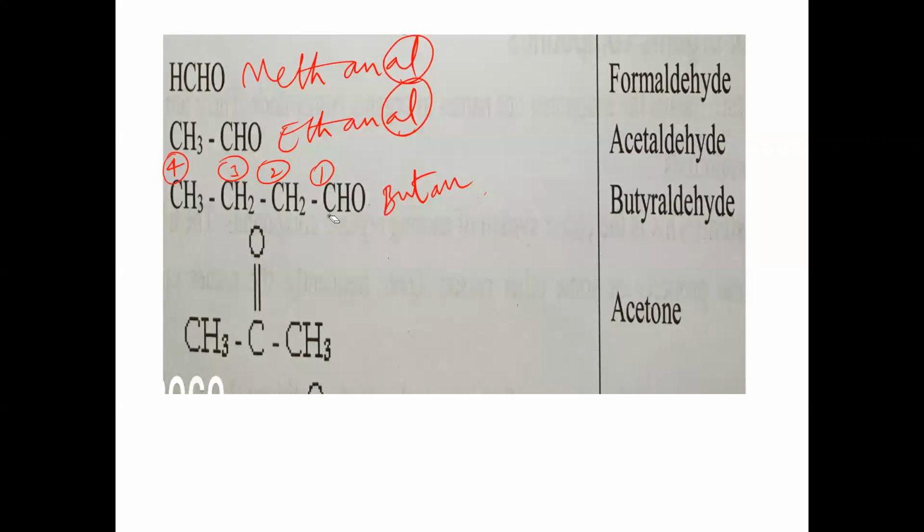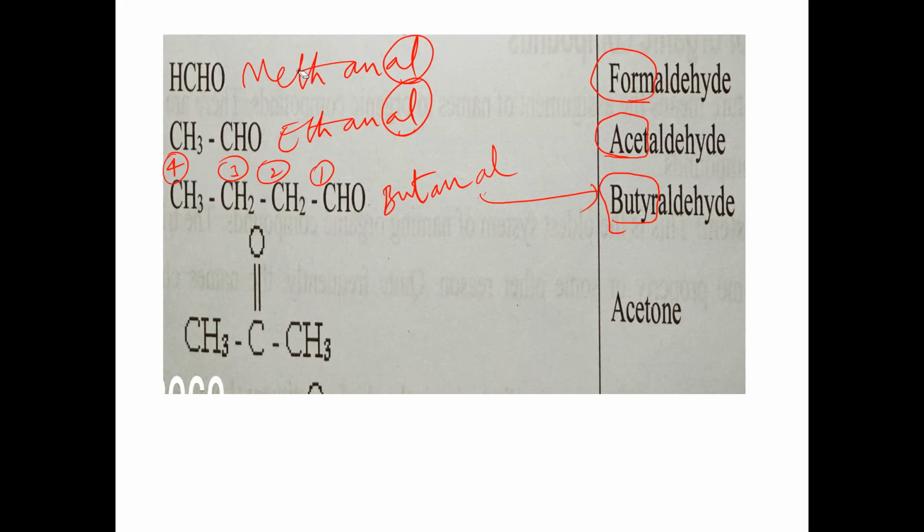So here this CHO functional group has what secondary suffix? 'al', not 'ol'. 'al' will be there. So here 'al' is written, and that is the IUPAC name of this compound: butanal. And what is the common name? We check it here. Butanal's common name is butyraldehyde. So formaldehyde, acetaldehyde, butyraldehyde. Butyraldehyde is the common name of butanal. Okay, so that is one of the compounds.